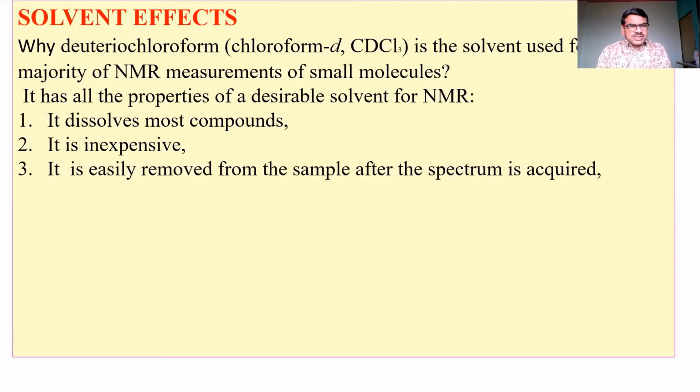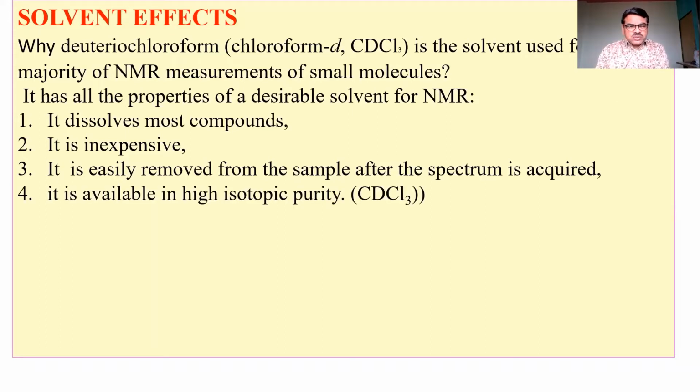The third property is that it is easily removed from the sample after the spectrum is acquired. When we take a sample of any organic compound, and we want to separate that organic compound from the deuterated solvent, we can separate it very easily. The sample will not be wasted here. The fourth property of this deuterated solvent is that it is available in high isotopic purity.